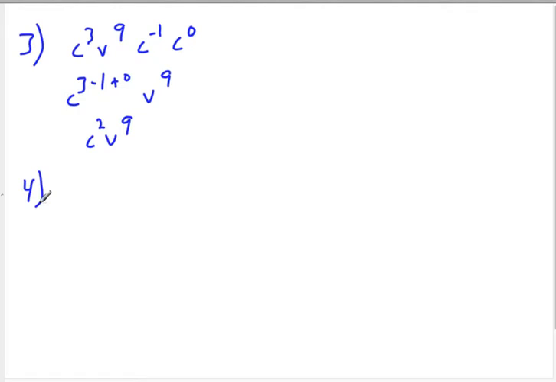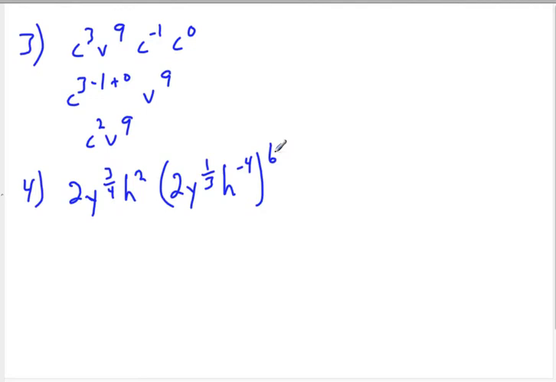Number 4, 2y^(3/4) h^2 times 2y^(1/3) h^-4, all to the 6th. All right. This looks kind of interesting, but I think it's not going to be as hard as it looks here. Essentially this 6 is going to affect the 2, the y to the 1/3, and the h to the -4. So let's deal with that first.